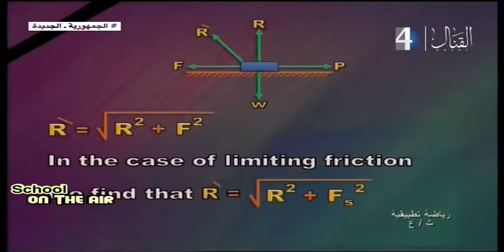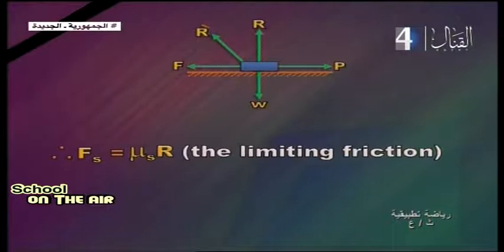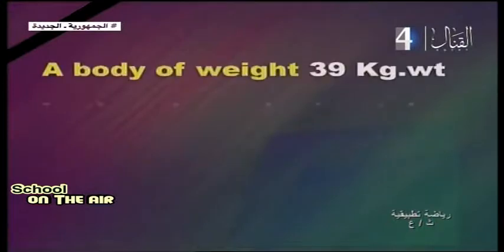In this case of limiting friction, R dash equals the square root of R squared plus Fs squared. What is the meaning of Fs? Fs means static friction force. Fs equals mu s R, the limiting friction.